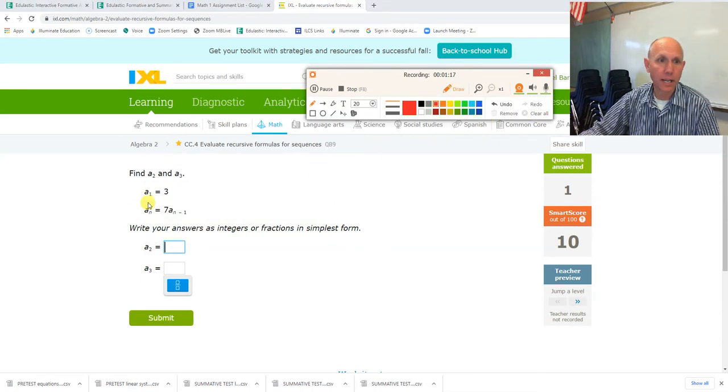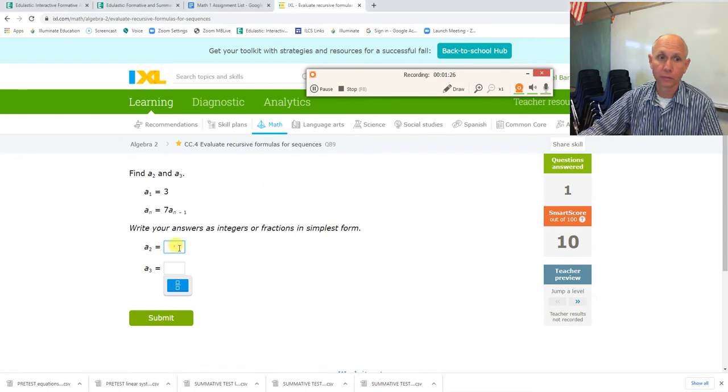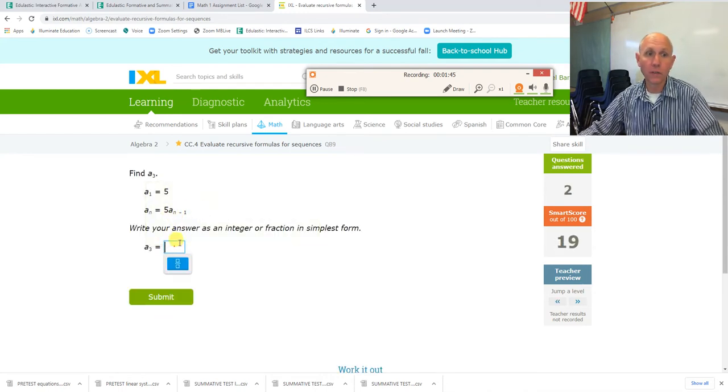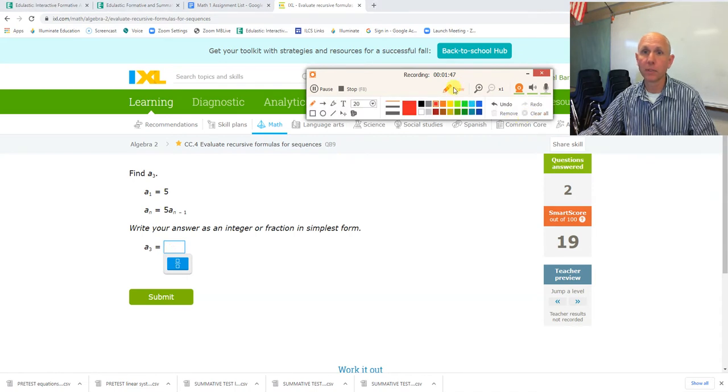So this one, it's saying, start at 3 and then do the previous term times 7. So I start at 3 and multiply it by 7, which takes me to a 21. And then it says look backwards and multiply it by 7. So 21 times 7 is some number, 147.